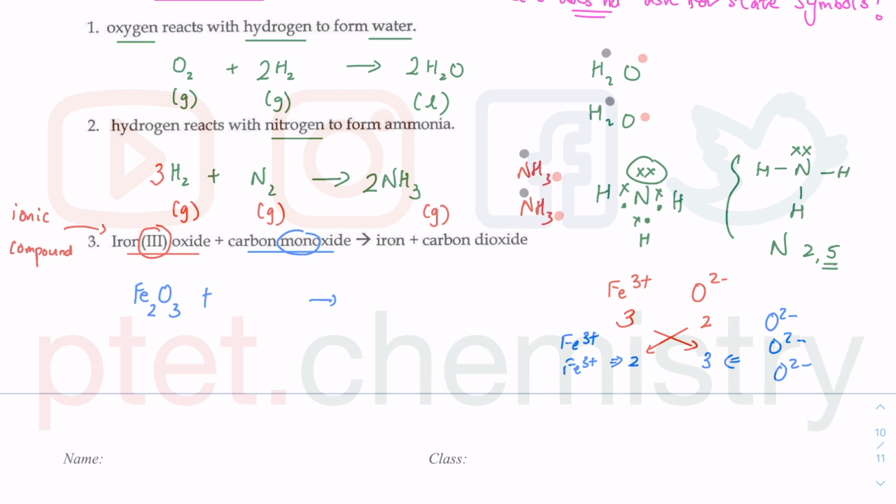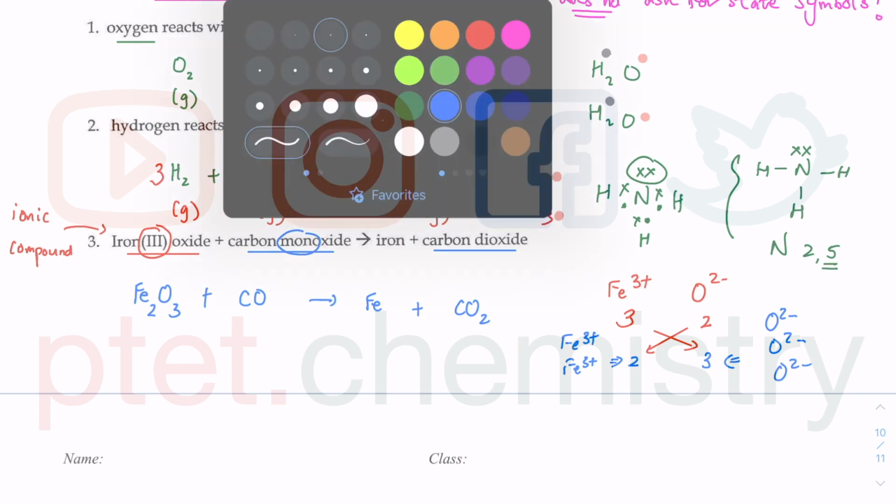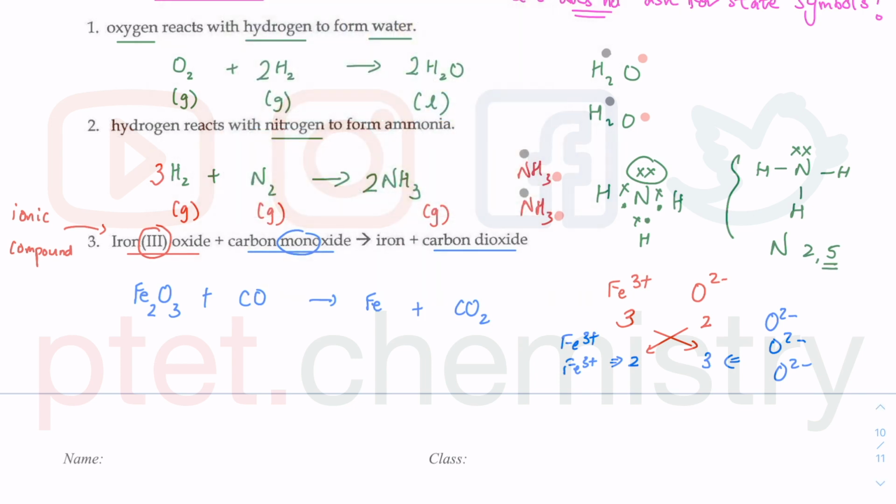Oops, I don't know why that didn't come out. Alright, plus CO gives you iron. Iron is an element. And then carbon dioxide, so there are 2 oxygen. Now you have to try and balance this equation. It's one of the hardest ones to balance actually, but it's one of your important case studies as you will learn it in year 11 again, but it's the same skill.